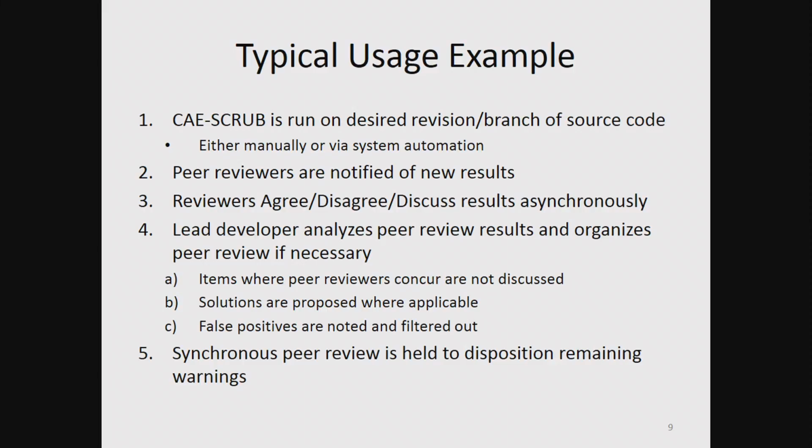So the idea is to narrow down your peer review to only the items that are hotly discussed, where maybe a solution is not readily apparent. And then you get to point 5, where if you have a case like that and you need to get everyone in a room together to discuss, now you are much more focused on the items that everyone thinks need to be discussed.